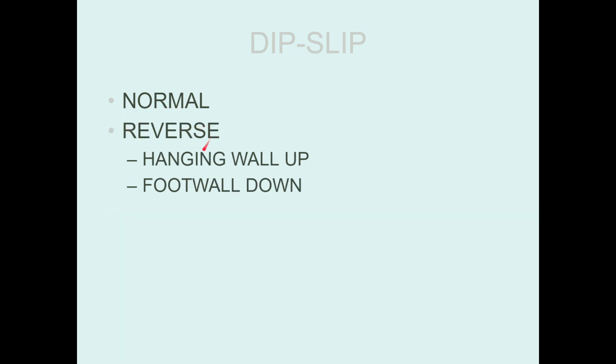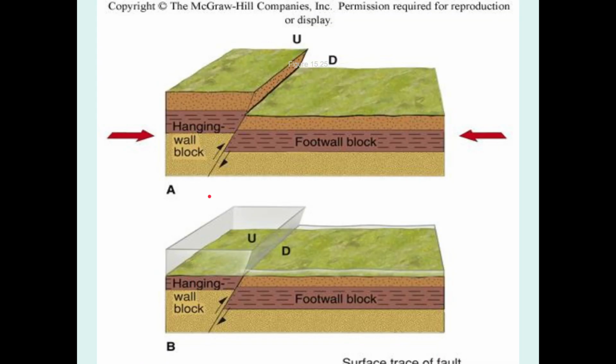With reverse faults, it's the reverse. The hanging wall's up, the footwall's down. It's not tensional stress, it's compressional stress. So we compress it, and there's a fault, and the hanging wall goes up, and the footwall goes down. See that?